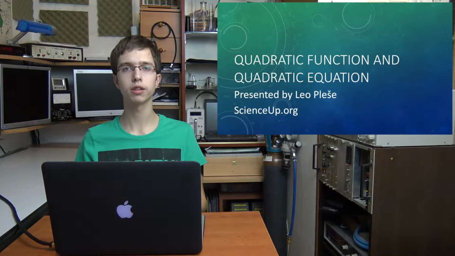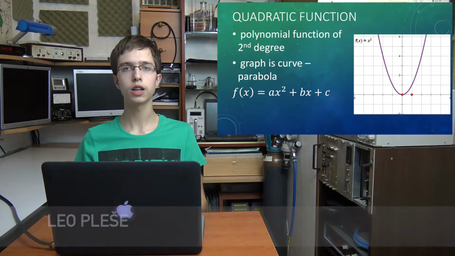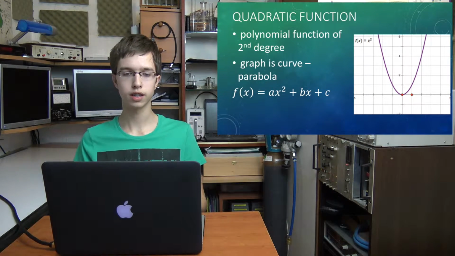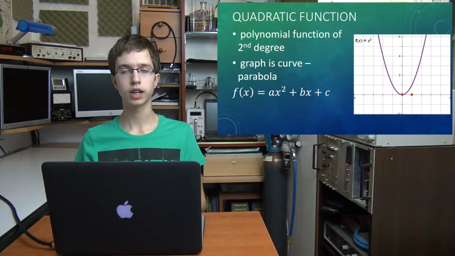Today we're going to talk about quadratic function and quadratic equation. Quadratic function is a polynomial function of second degree. And this graph is a curve, a parabola, as we can see in this xy coordinate system, where we have this simple example of quadratic function, f of x is x squared.